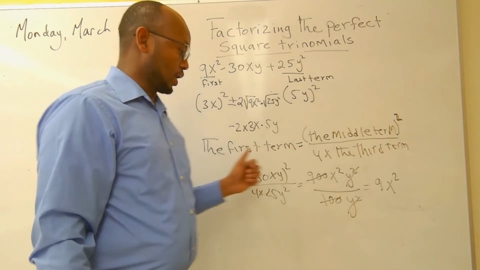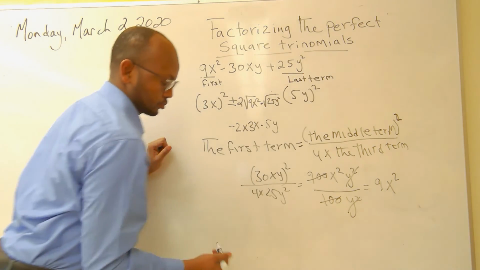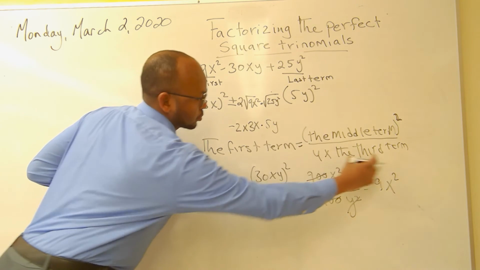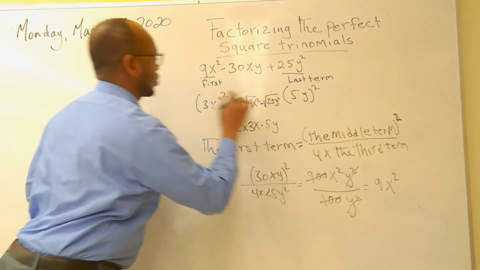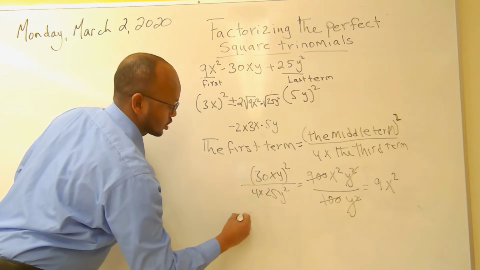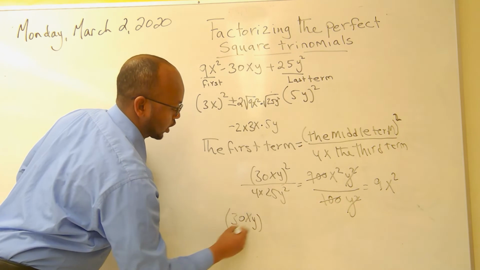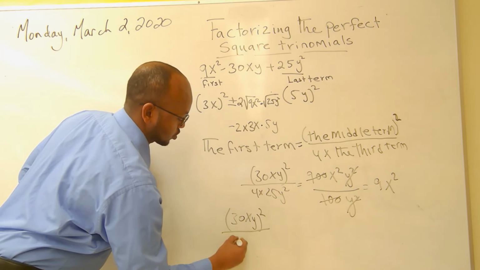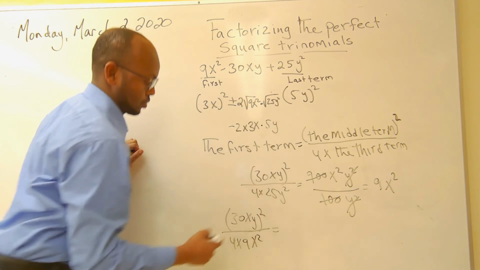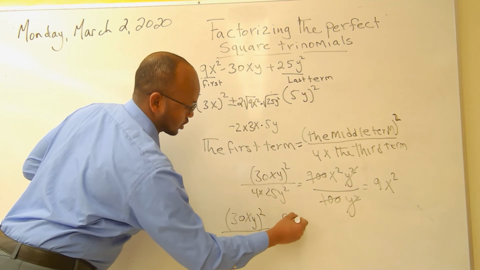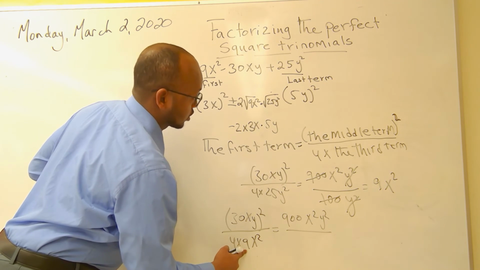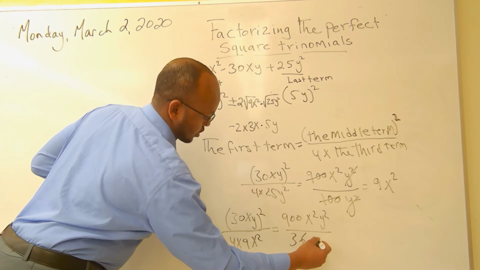Let's see if I need to get the third term. It is the same: you take the middle term, but instead of the third term, you write the first term. We have the middle term 30xy, we square it, and we divide by 4 times 9x squared. That will give me the last term. 30 squared is 900, x squared y squared, over 4 times 9, which is 36, then x squared.